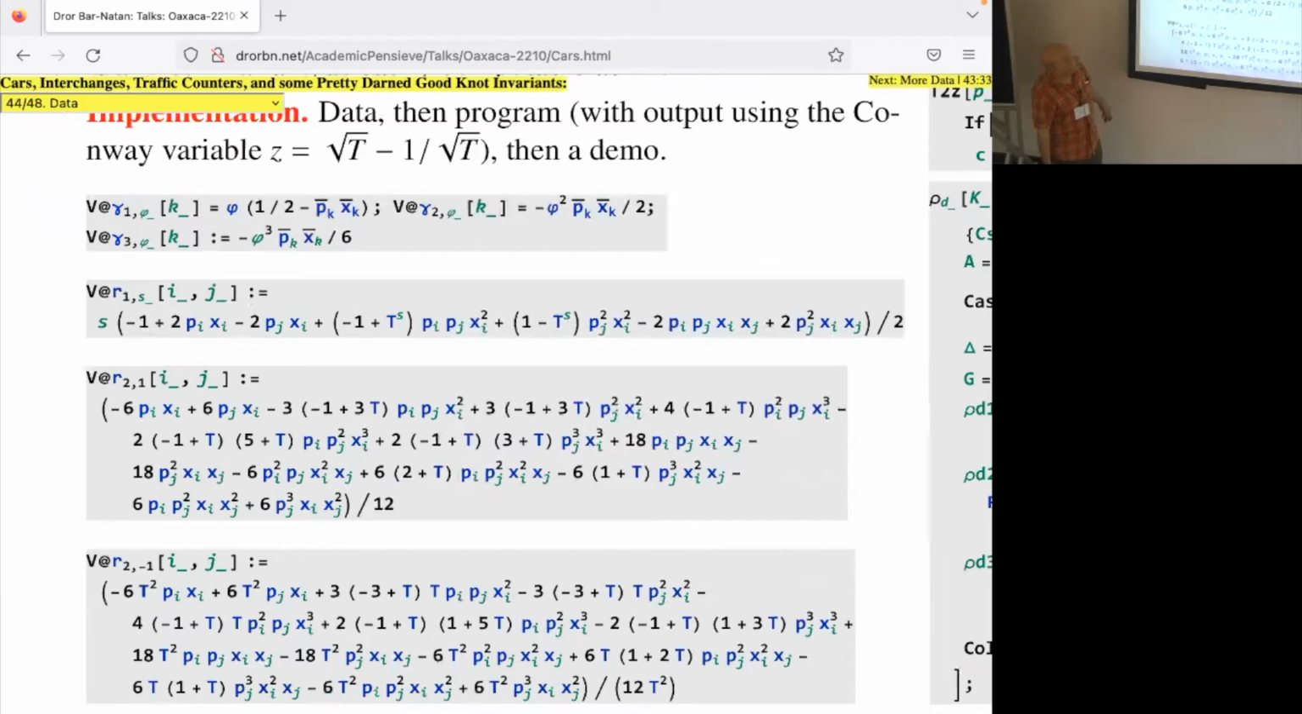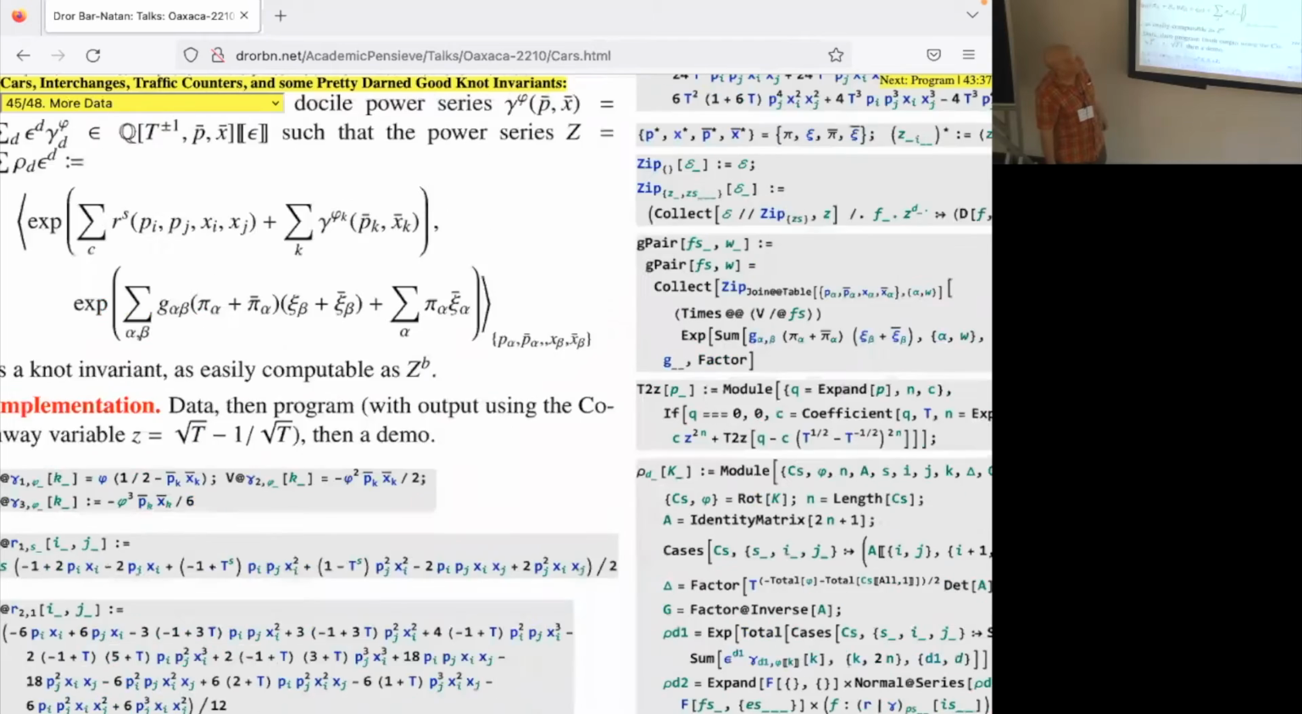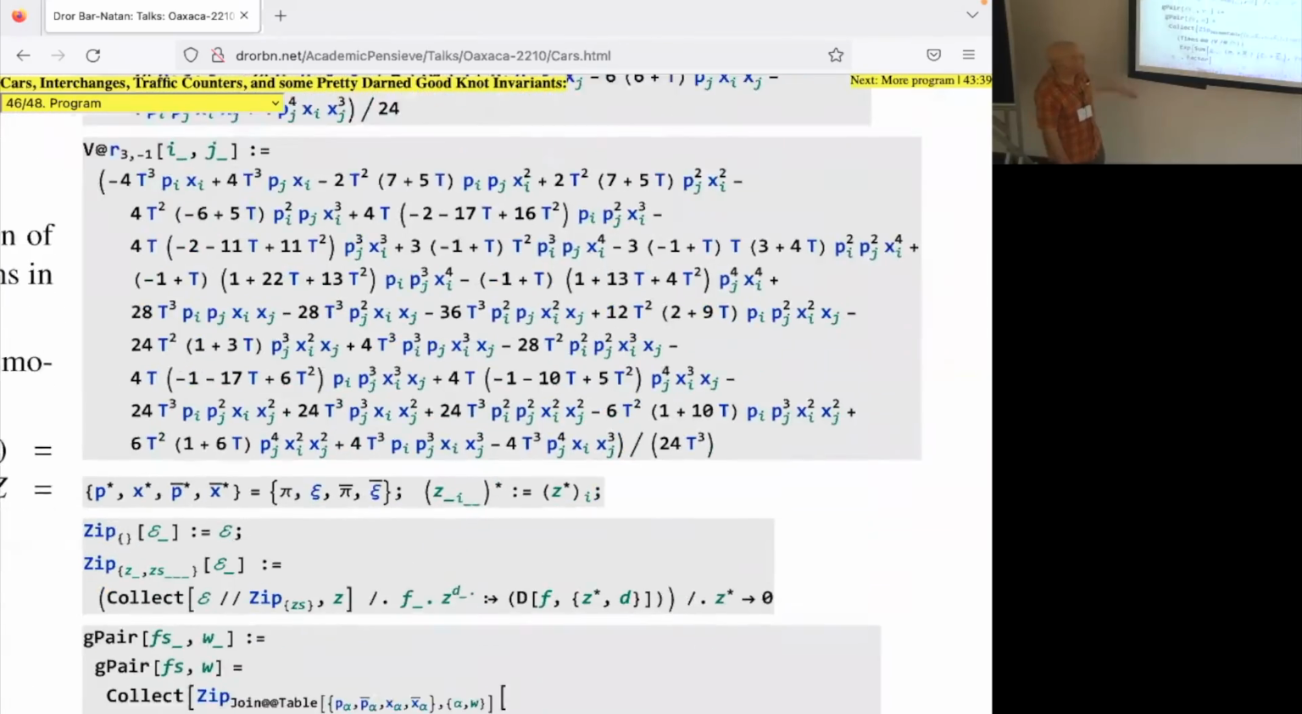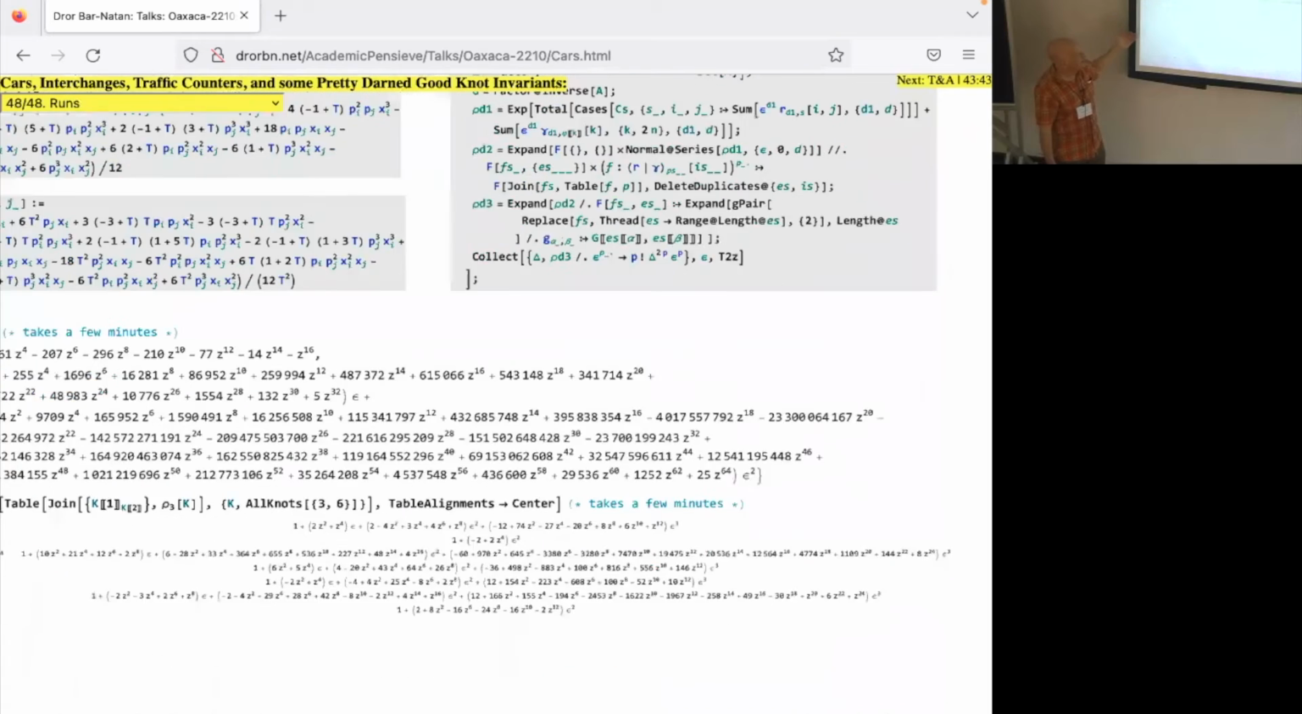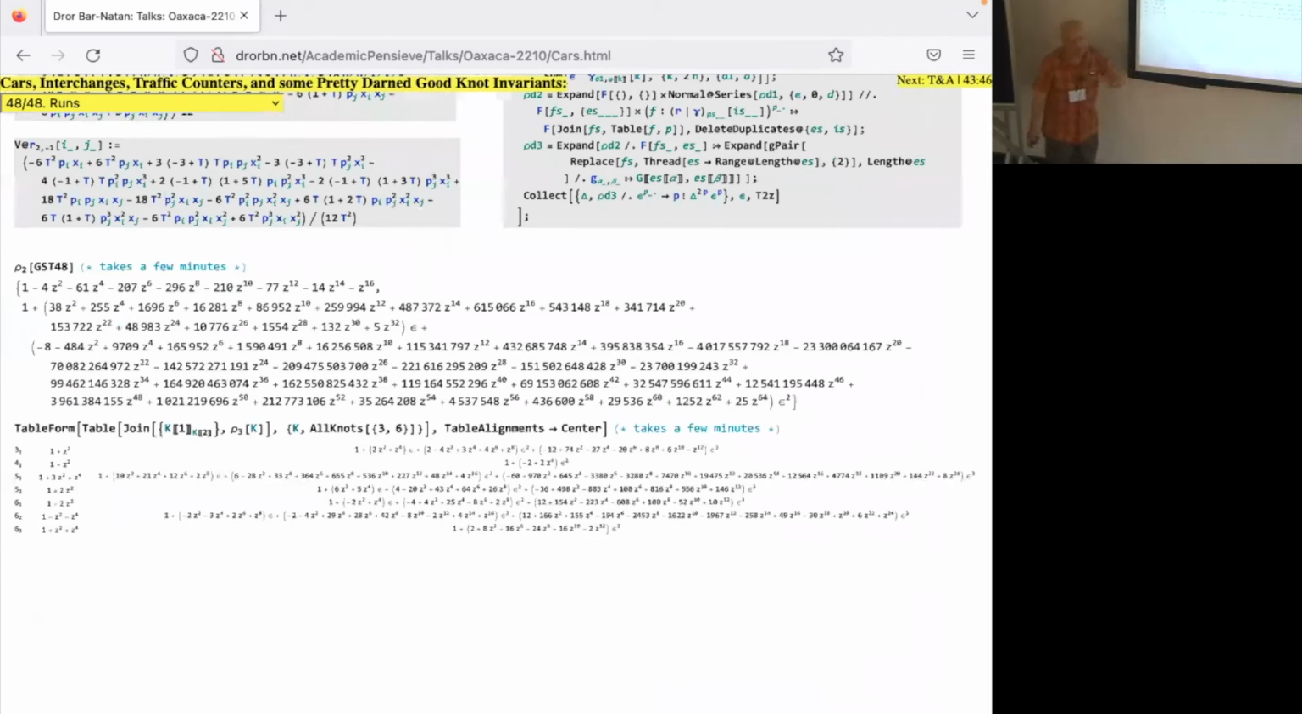And then here is an implementation. First of all, some pre-computed polynomials that are necessary for everything to run, and part 1 of the program, part 2 of the program, and some output. And I didn't really mean you to read this. I just wanted to show that it exists.